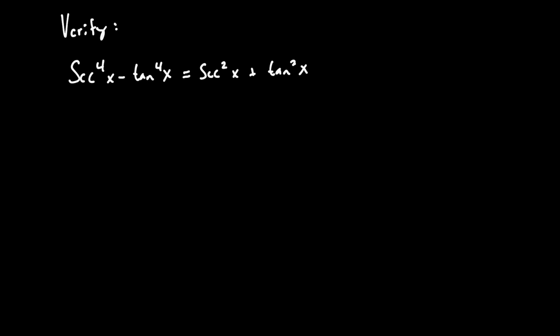Let's go ahead and verify the following trig identity. So we'll do this by simplifying both hand sides of the identity. First, we'll rewrite each side in terms of sine and cosine.